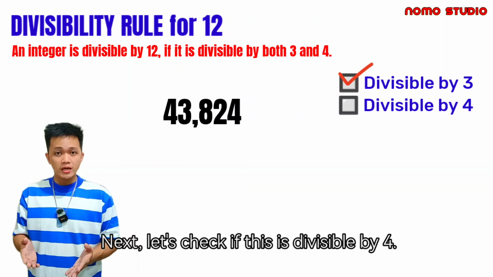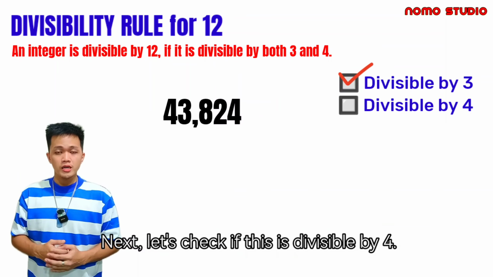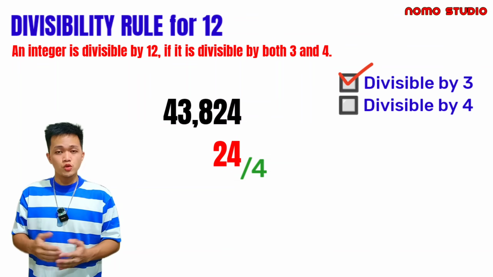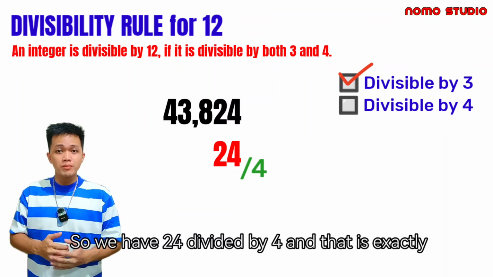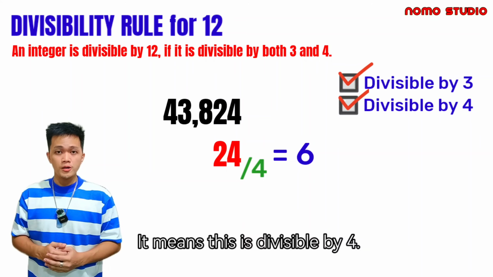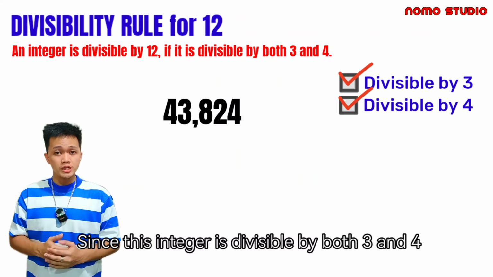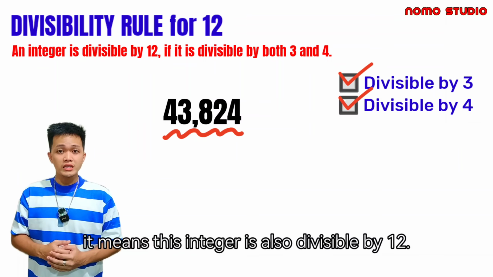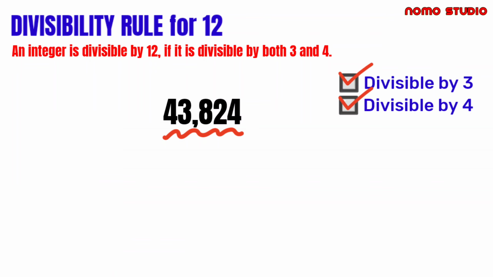Next, let's check if this is divisible by 4. Simply get the last two digits and divide it by 4. So we have 24 divided by 4, and that is exactly equal to 6. It means this is divisible by 4. Since this integer is divisible by both 3 and 4, it means this integer is also divisible by 12.